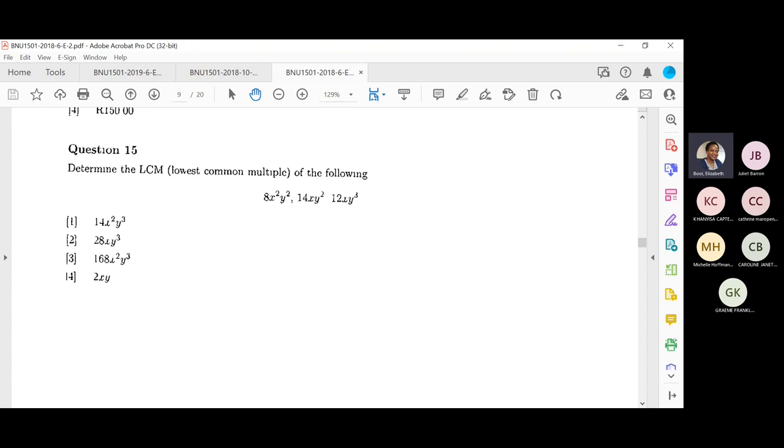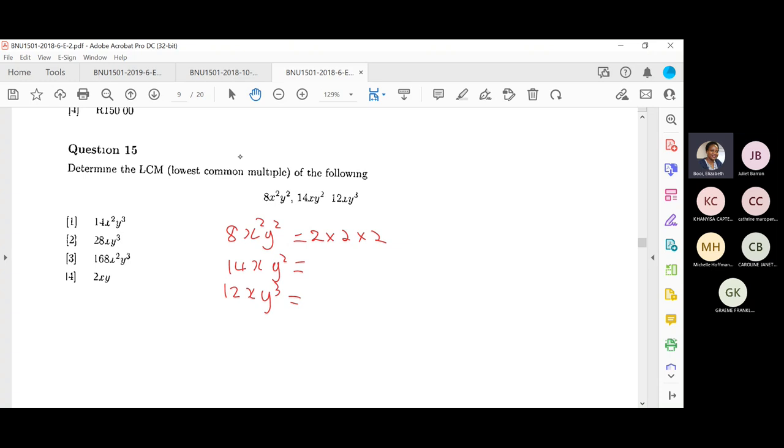So you'll never know, because the lecturer can change the way they ask questions. So if you get a question like this, you know how to solve it. Always write your x squared, y squared, and your 14x, y squared, and your 12x, y cubed. And just write the multiples. What is the multiple of 8? It's 2 times 2 times 2. Make sure that you get the lowest multiples.